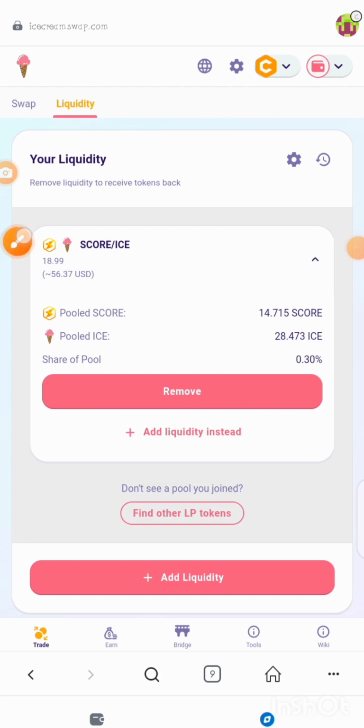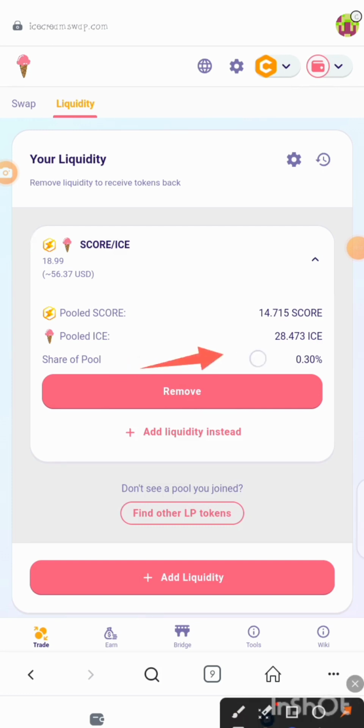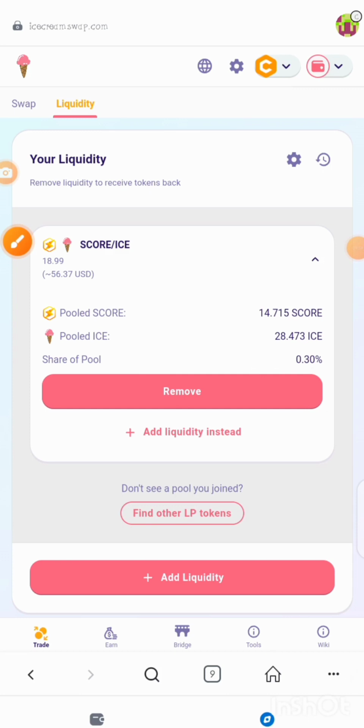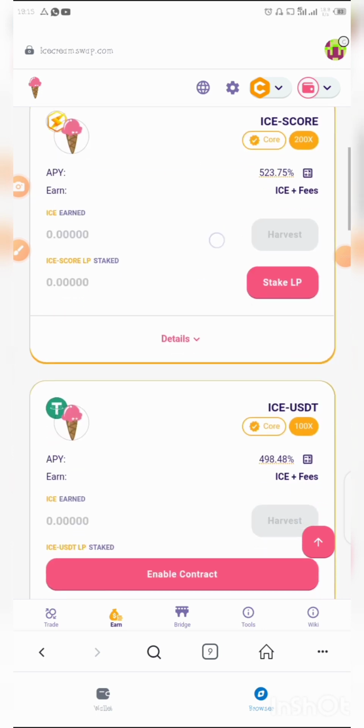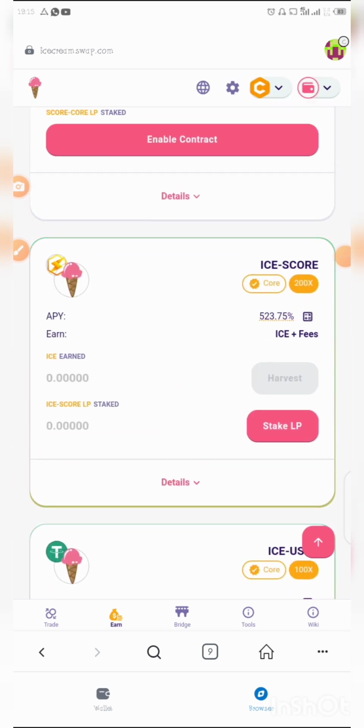As you can see, the thing has increased 0.3 now. So this is actually more profitable, guys. This one is actually more profitable than staking with core validators. That is to me. So guys, when you are done with that place, you have to come back to this place and then click on stake LP. Stake LP.